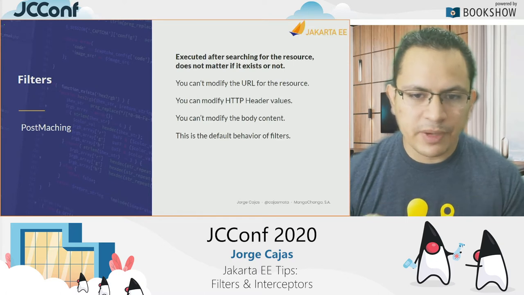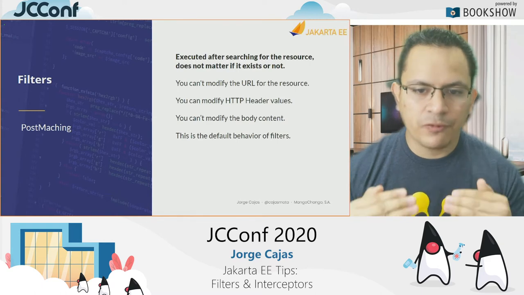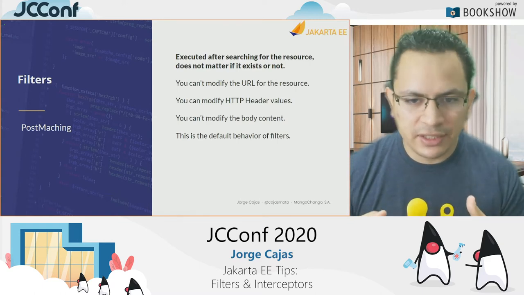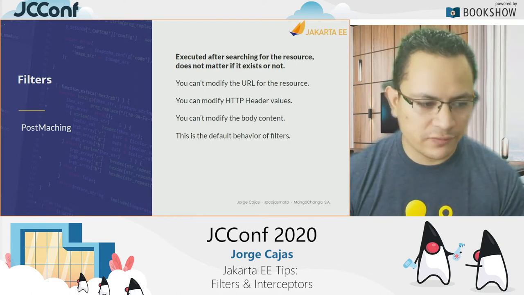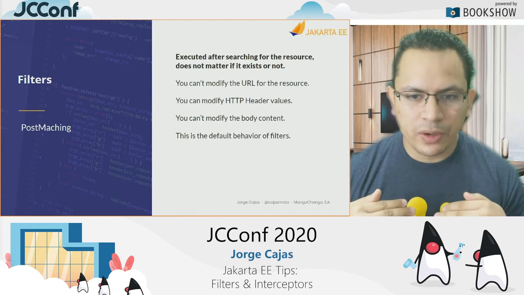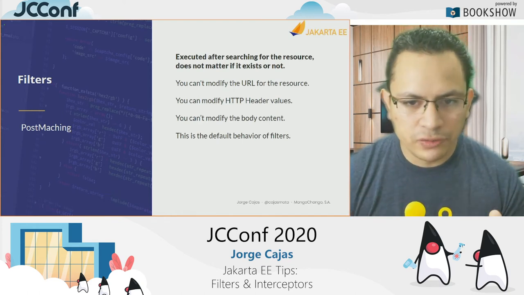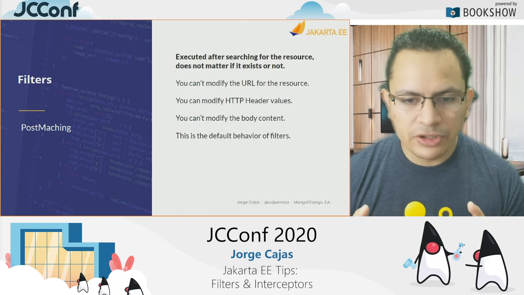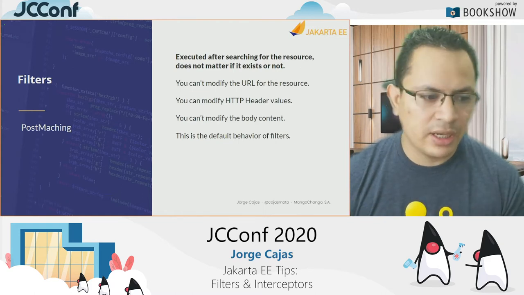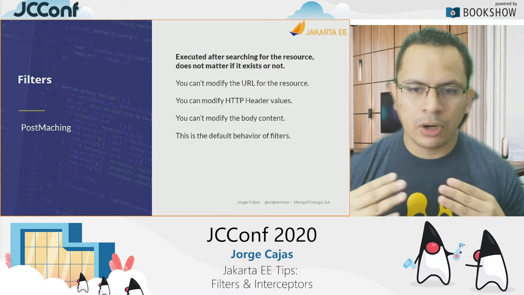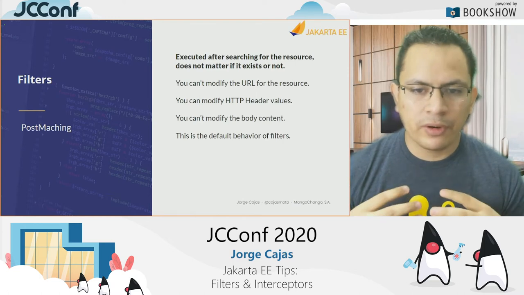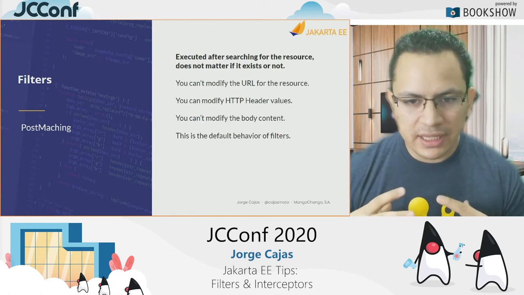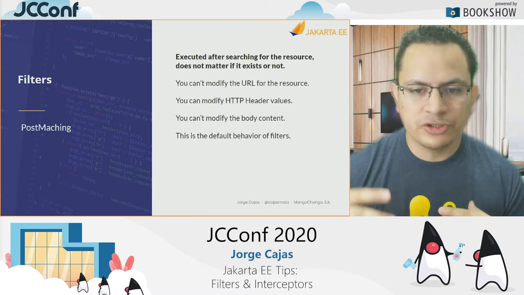The other difference between the prematching and post-matching is the order of the filters. The prematching is going to be executed before searching the resource, and the post-matching, that is the default behavior, is going to be executed after searching for the resource. On the prematching filter, you can do a redirect. On the post-matching filter, you cannot do a redirect. But the most common use case for the filters are the post-matching. You can use it on the request or on the response. So you can have a request filter or a response filter, one for intercepting the request and one for intercepting the response before you send it to the client.